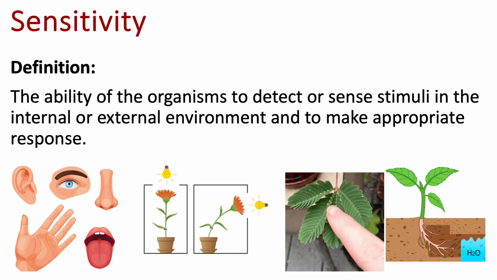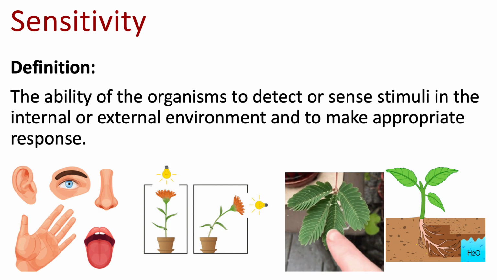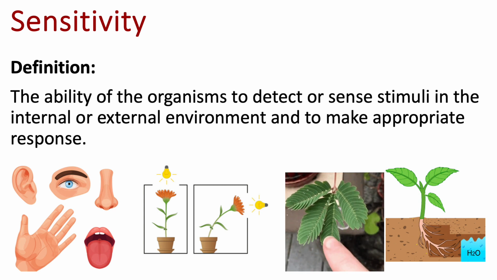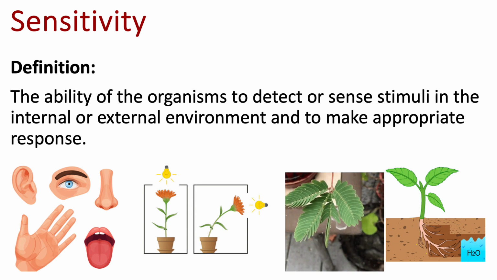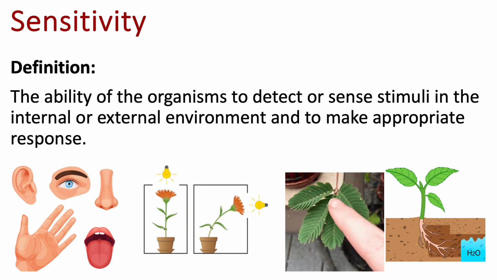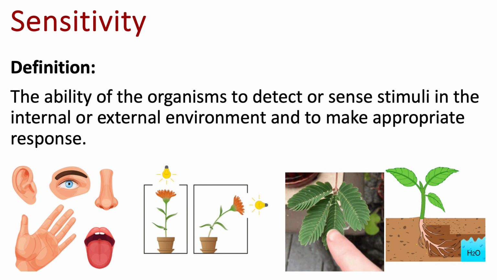Sensitivity in simple terms means that we can detect the changes in our surroundings and then we respond to them. It allows organisms to interact with their surroundings, perceive changes, and make appropriate responses. All organisms can respond to light, temperature, touch, chemicals, and various other stimuli. Animals and humans have specialized sensory organs to do so, such as we have eyes to see, ears to hear, nose to smell, tongue for tasting, and skin for feeling.